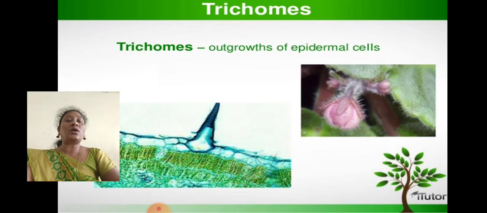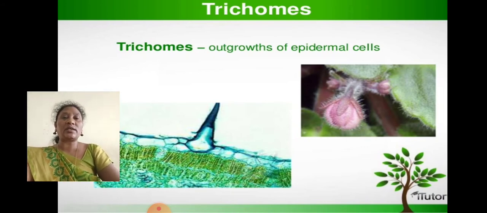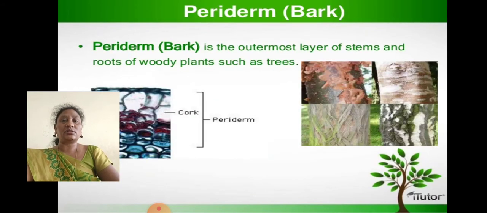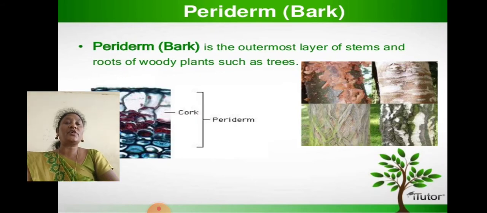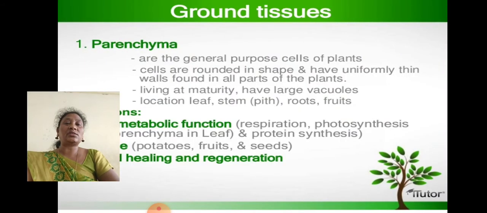Trichomes are the outgrowths of the epidermal cells. The outgrowths in the epidermis are called trichomes. And periderm is the bark. You can see here bark, periderm, outermost, and inner cork. The bark is the outermost layer of the stem and roots of woody plants such as trees.